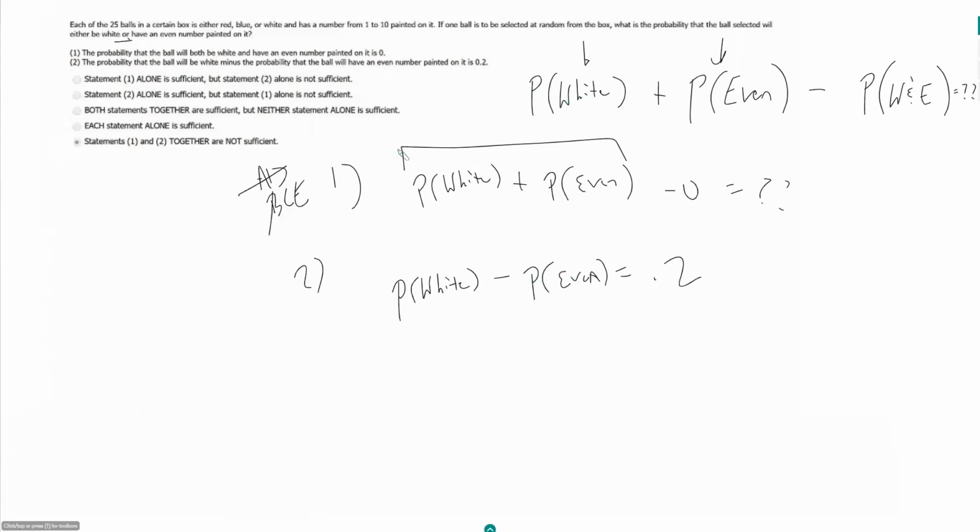So now, I don't think we know much additional. We're still looking for the probability of a white ball plus the probability of an even ball. And the only thing we have any information on is the probability of a white ball minus the probability of an even ball. Because remember, this isn't really an equation up here, this is just one side of an expression. So I'm thinking our answer is E.